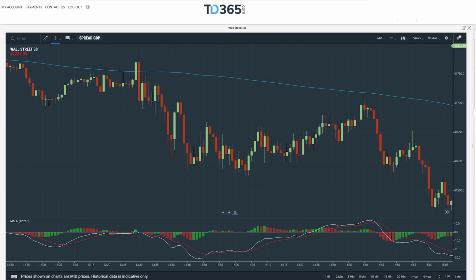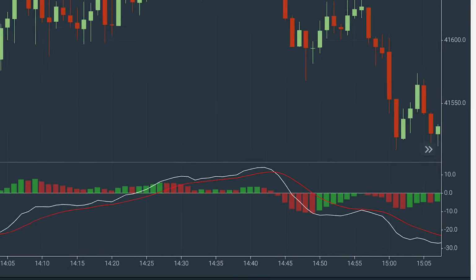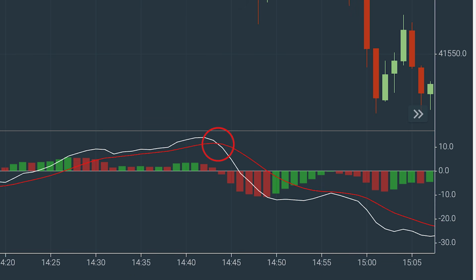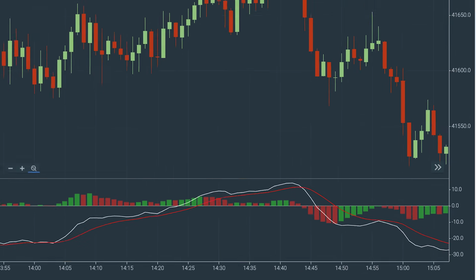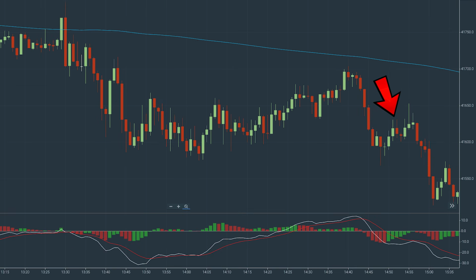And in this example of going short, we can see that above the baseline, the white MACD line is crossing over and going below the red signal line. We check that the price is below the 200 EMA, signaling that this is a downtrending market, and we could make the trade here, placing our stop loss just above the 200 EMA line. You would also use these crossover points to know when to close a trade as well.